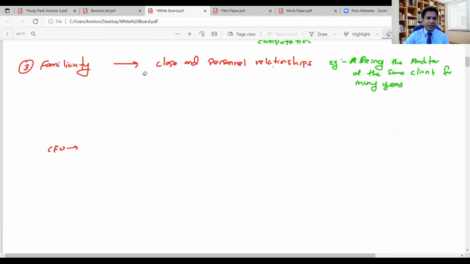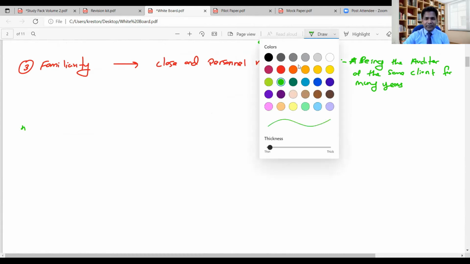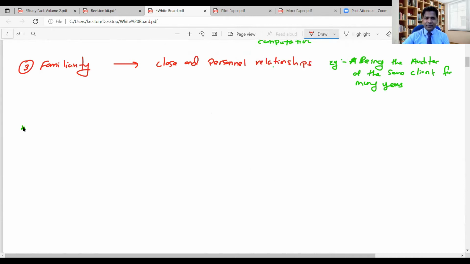Number 4, advocacy threat. Have you heard this word, advocacy? Advocacy, advocate. You are appearing on behalf of someone. You are representing someone. You are working for someone. You are promoting someone's opinion. You are appearing on behalf of someone's statement.